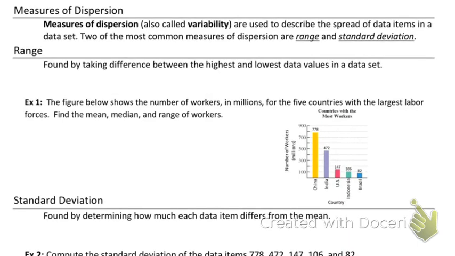Give me one. All right, guys, today we're going to talk about measures of dispersion. Measures of dispersion, which are also called variability, are used to describe the spread of the data items in a data set. Two of the most common measures of dispersion are range and standard deviation. What dispersion is? It's asking you how far apart is your data. How far apart or consistent is your data?